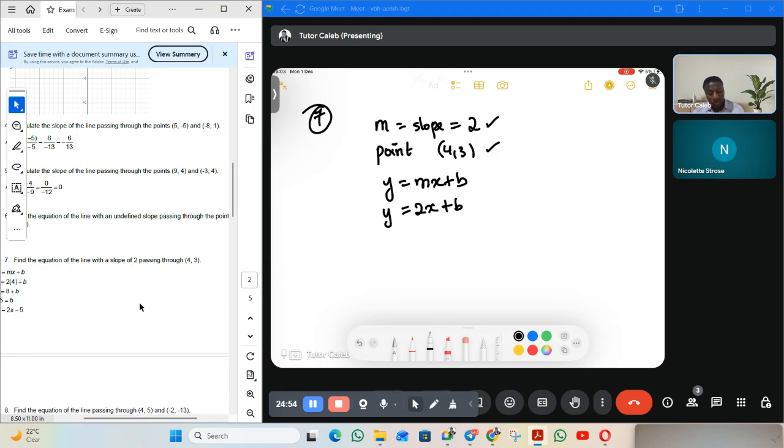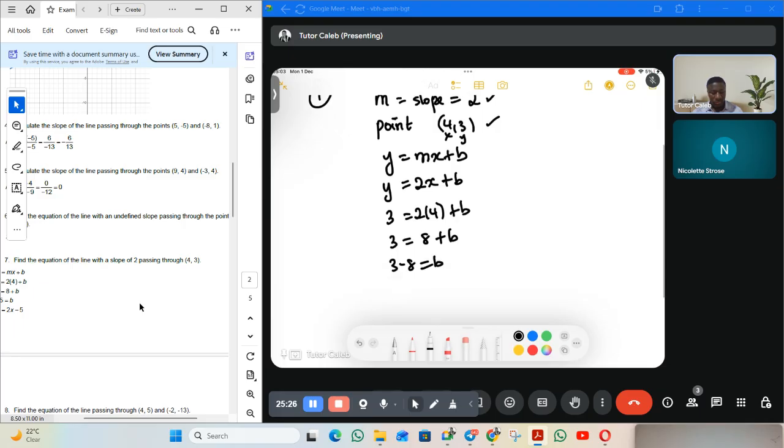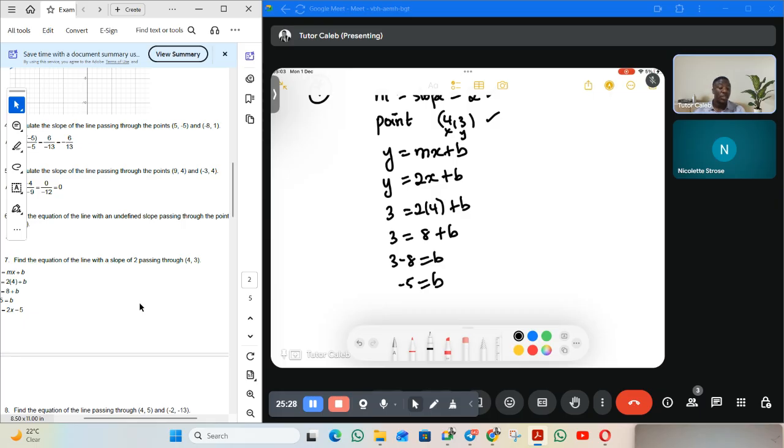Now, in this point, we know that 4 is x and 3 is y, correct? Yes. So wherever we see x and y in the equation, we can plug in those values and we'll find b. That means where I have y, I put 3, and where I have x, I put 4, and I have b. Now I can find b. So I have 3 equals 8 plus b, and 3 minus 8 equals b. So minus 5 equals b. So now I know b.